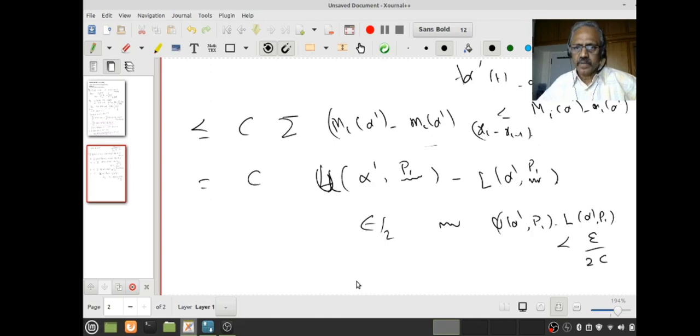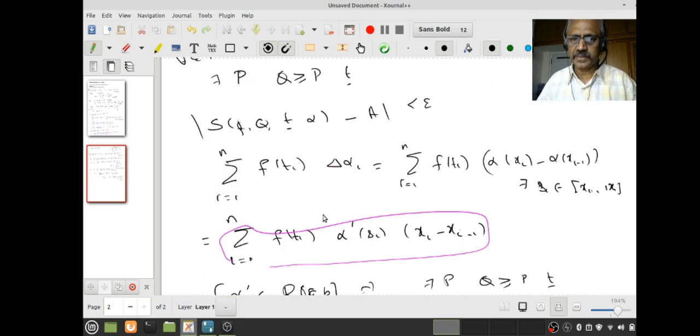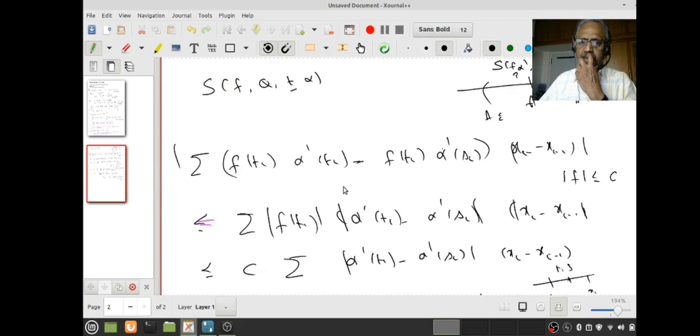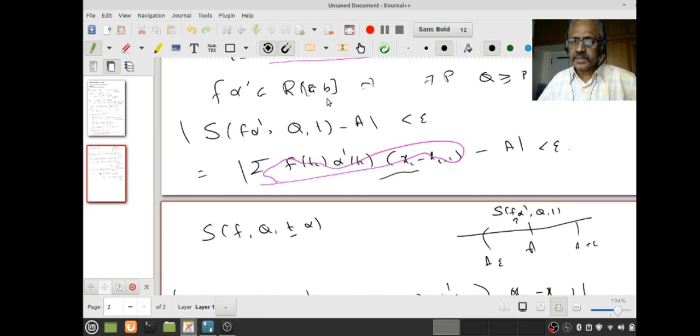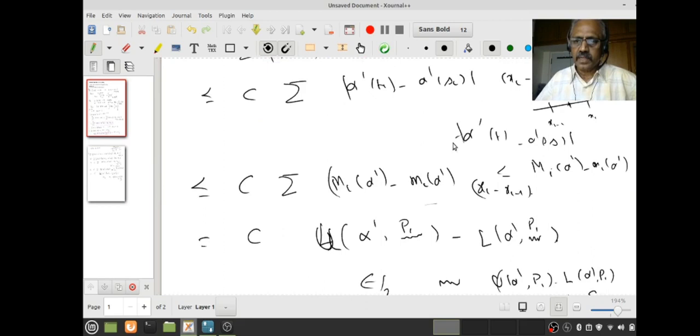So what did I start with, TI? You see that? Now, is the proof idea clear? Now how will I write it carefully? What we know is, since F alpha dash is Riemann integral, given epsilon, I know there is a partition P so that this happens. Make it epsilon by 2 now. So some partition called P1, for every Q greater than or equal to P1. Now, since alpha dash is integrable, there is a partition P2, so that U alpha dash P2 minus L alpha dash P2 is less than epsilon by 2C.